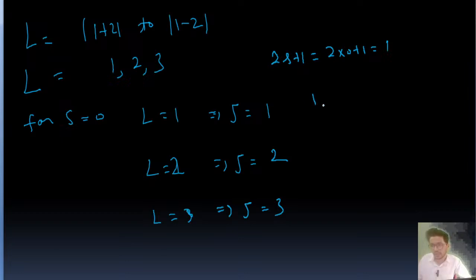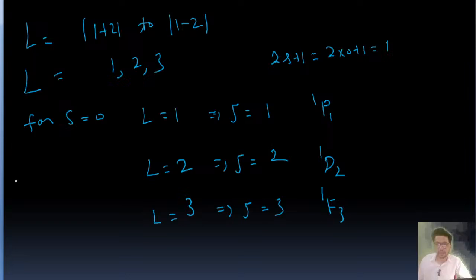So 1P, J value is 1, 1P1. Then 1D, L equal to 2, right? 1D2. And for L equal to 3, it is 1F3. These are the values, because multiplicity is 1.